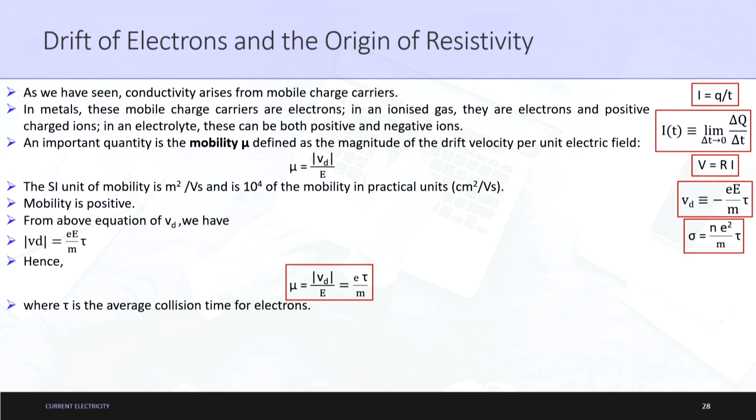Finally, there is a concept called mobility. So, mobility is nothing but just a simple mathematical term. It is nothing but mod of Vd upon capital E. What is Vd here? Vd is nothing but the drift velocity. What is capital E here? Capital E here is the magnitude of the electric field. Okay.